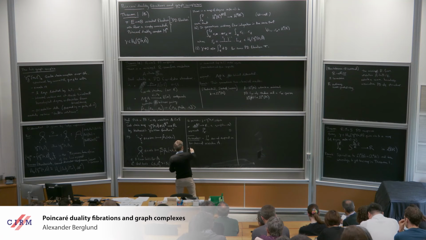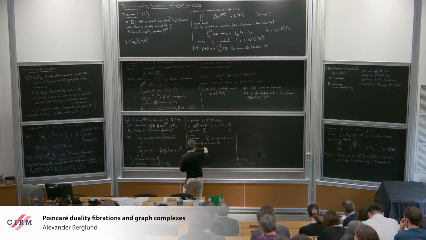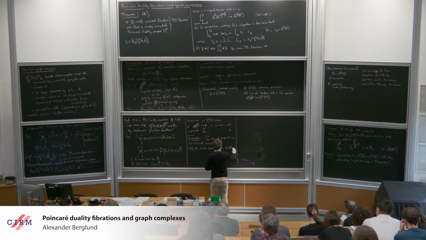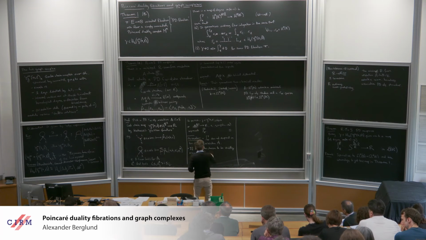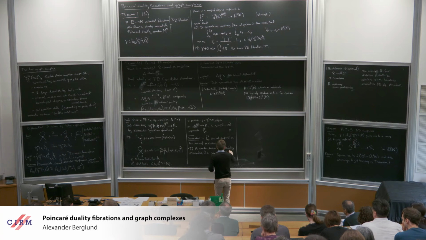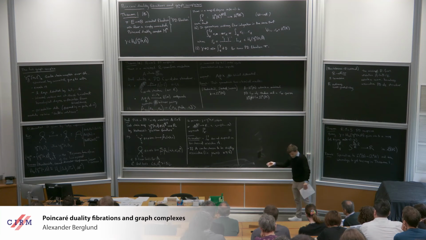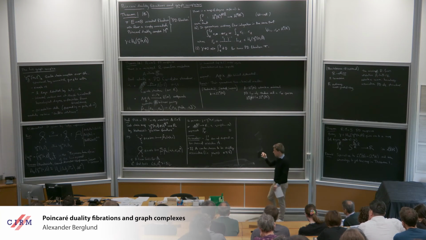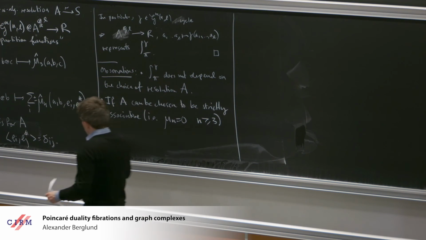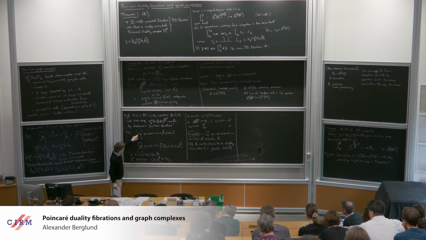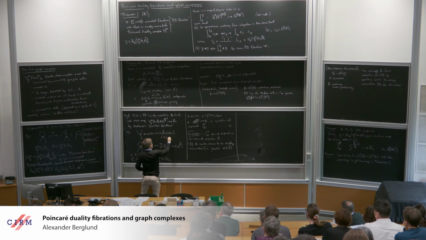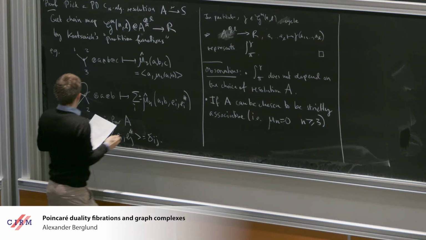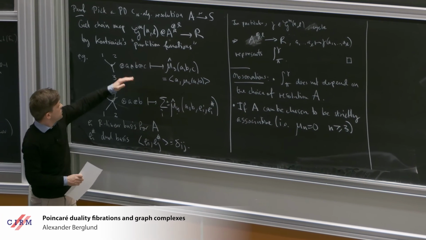Okay. So then you observe that if A can be chosen to be strictly associative, i.e. all the mu n's are 0 for n greater than or equal to 3. That means that we have a strictly associative and commutative Poincaré duality algebra over R. And then if you think about the definition of this map, the trivalent things use mu2, but nothing higher. Whereas the four-valent things are higher, they use mu3 and higher.